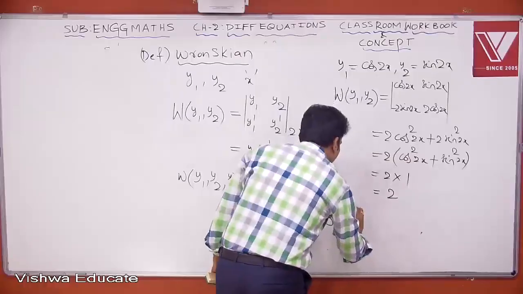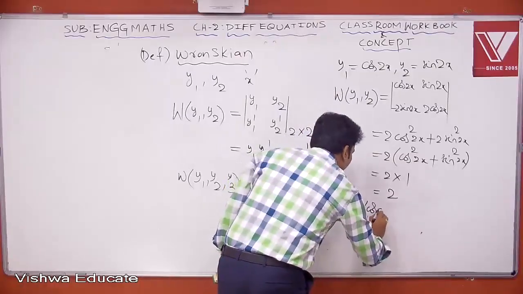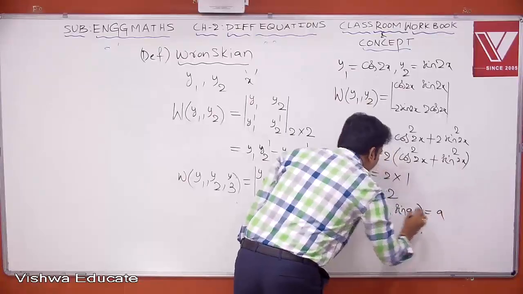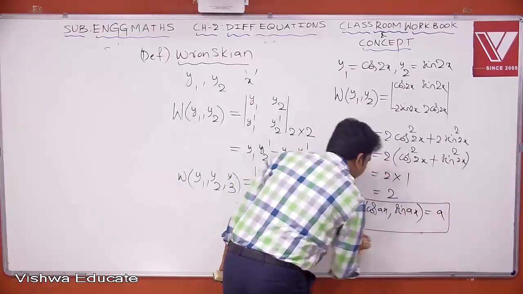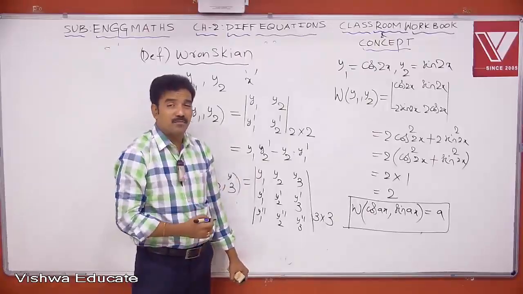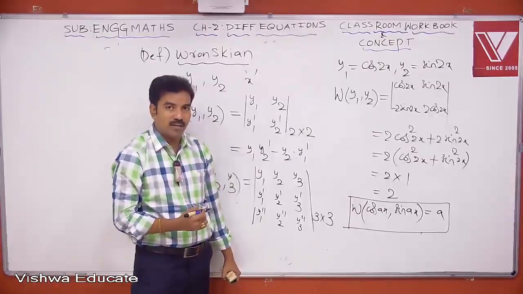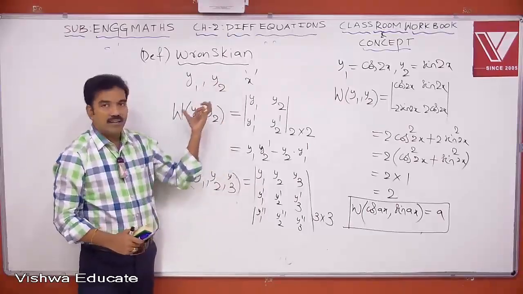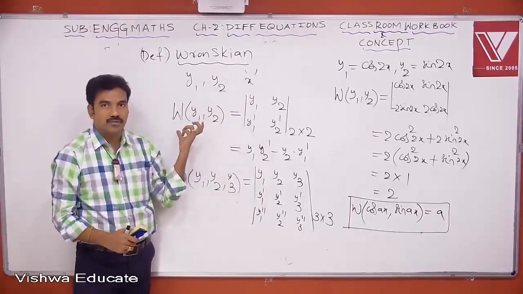So therefore, the generalized point is Wronskian of cos ax comma sin ax equal to a, where a is some constant. This is one important discussion which we use in the next concept. We call it variation of parameters. Okay. So for the time being, let us write these equations followed by examples.